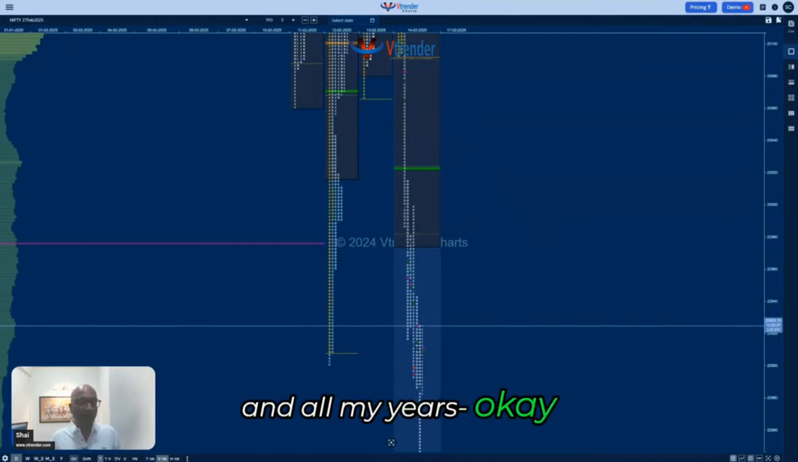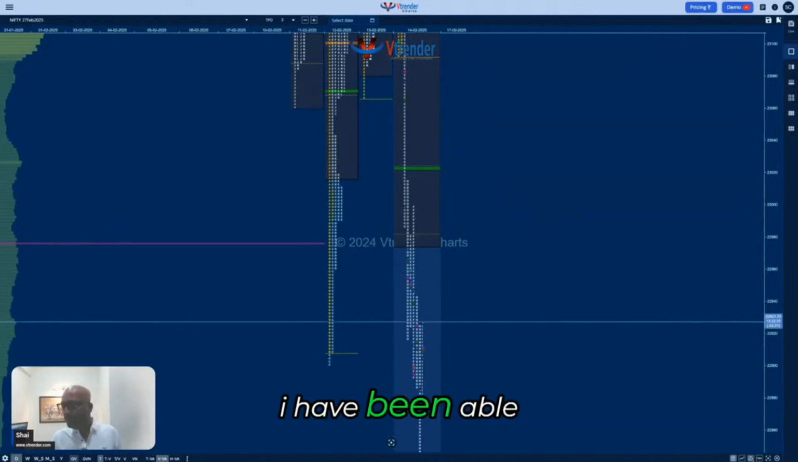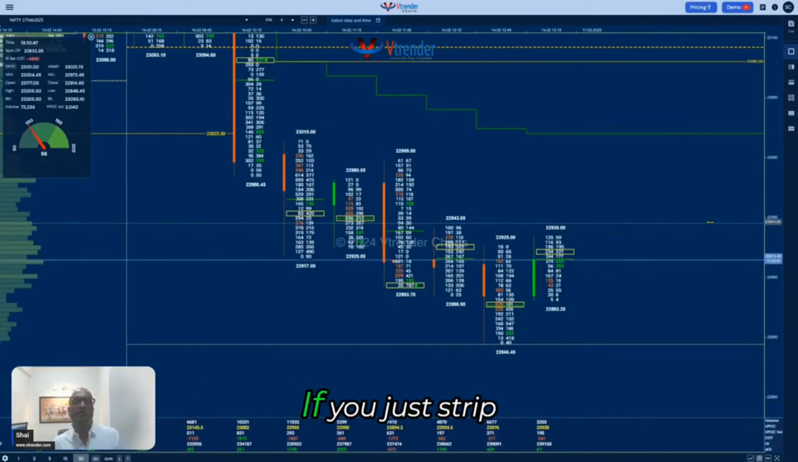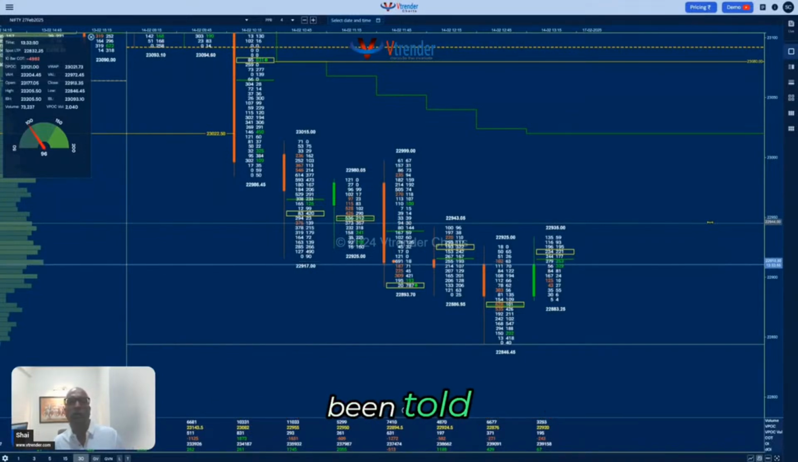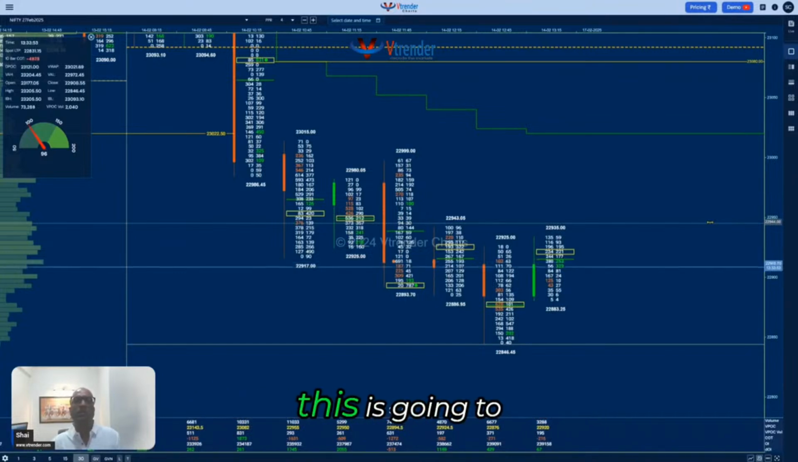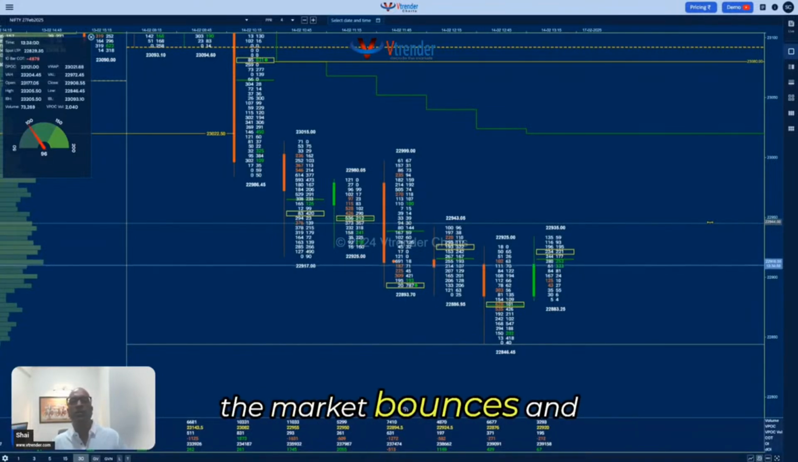In all my years of trading, I have been able to do that only by what I call an order flow chart. There is somebody buying and there's somebody selling. Now, if you just strip yourself from all those things you've been told, that there is a technical indicator and this indicator is important and is going to predict the future, and if this goes to this level, the market bounces and this and that.